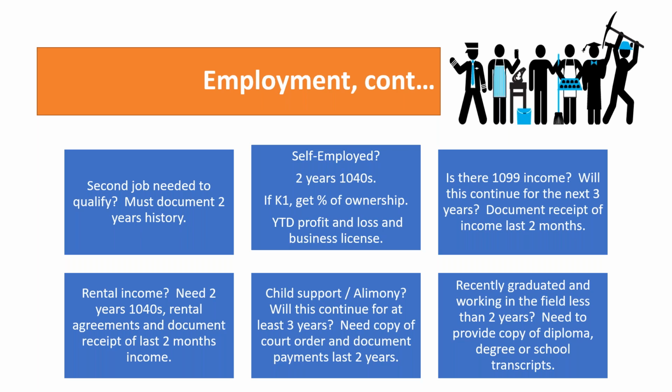Rental income: you will need 2 years of 1040s, rental agreements, and document receipt of the last 2 months' income. Child support or alimony income: will this continue for at least 3 years? You will need a copy of the court order and document payments for the last 2 years.